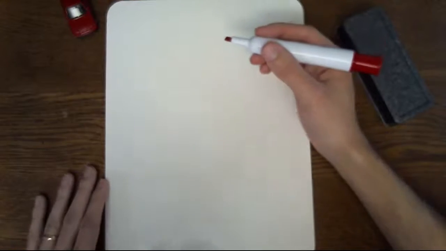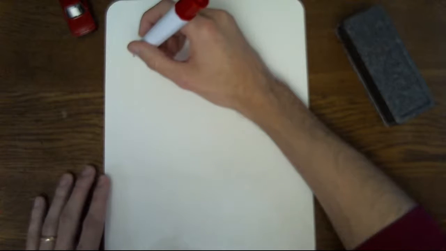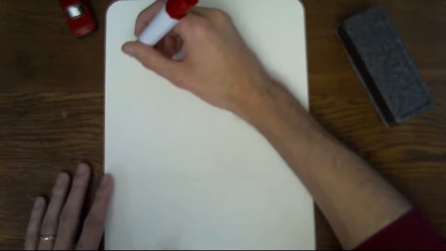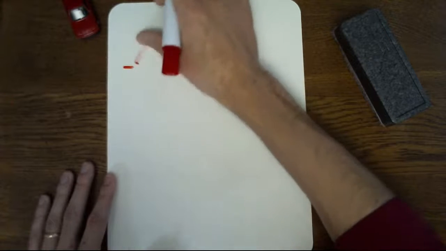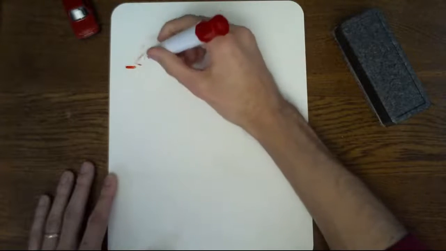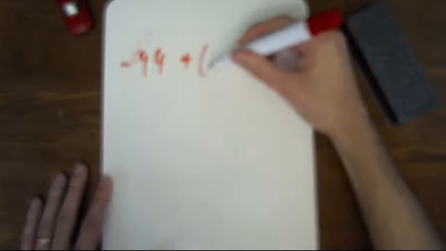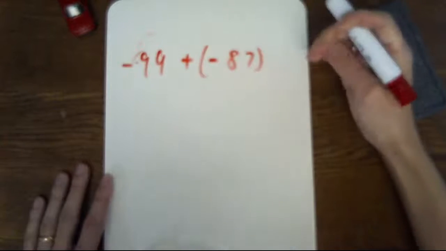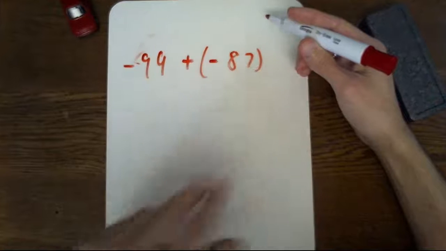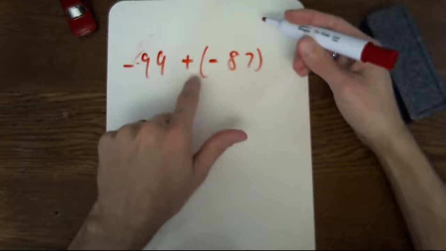Let's do one more example. Let me think about this really quick. So let's do big numbers. Negative 99 plus negative 87. So now we don't have the negative negative. We have a plus parentheses negative.